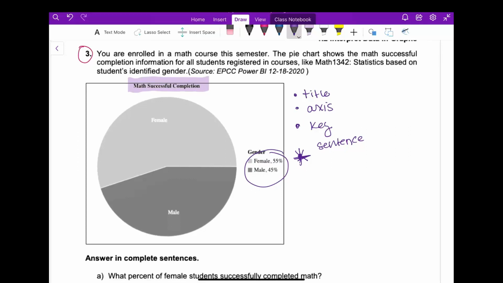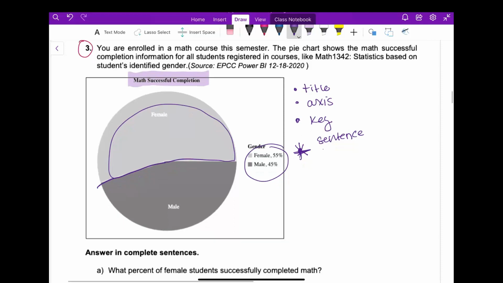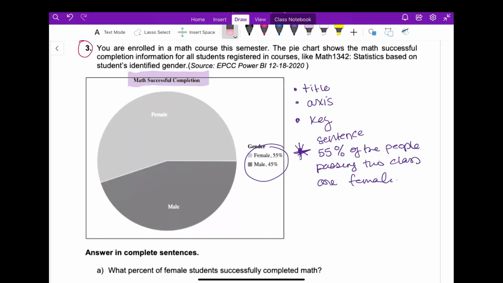So for a sentence, I would just pick a point. In this case, there's only 2 points. So I'm going to pick females. So I'm looking at this slice and I'm going to say something like, 55% of the people passing this class are female. So that's my sentence. To me, I feel like I understand and I'm ready to move forward to the questions.